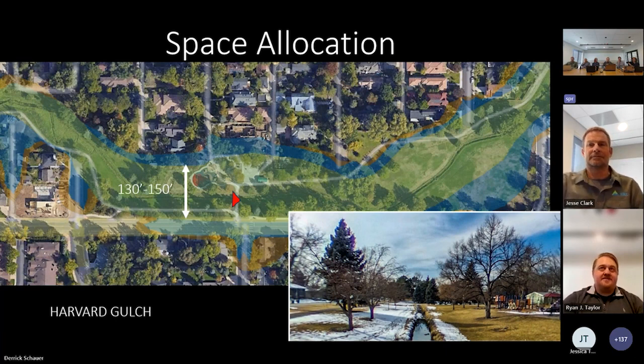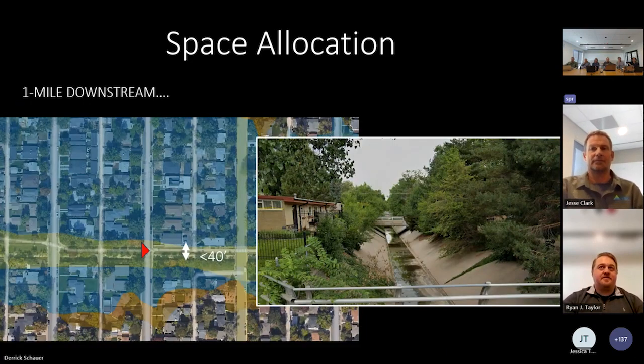Conversely, if you go to the next slide, this is also Harvard Gulch, about a mile downstream of the park we just looked at. You can see this is one of those examples where historically the development was allowed to basically encroach on the channel section. Again, the green, the floodway, has now been minimized, but the 100-year floodplain is even off the screen here.